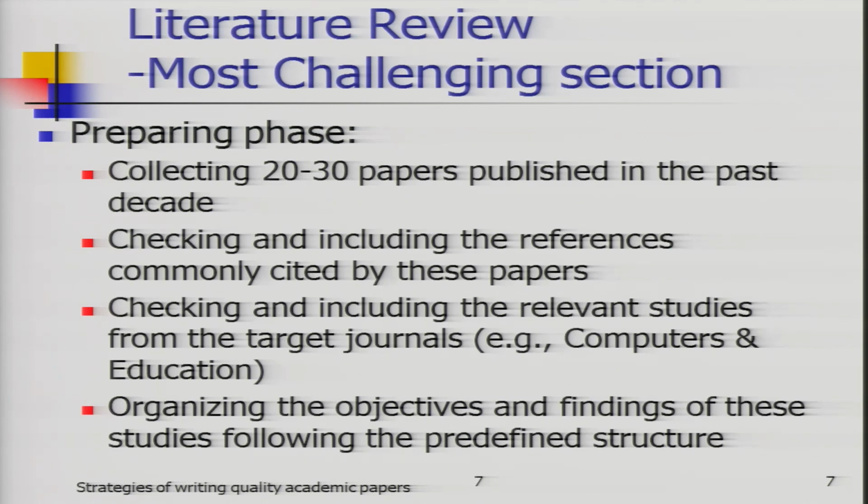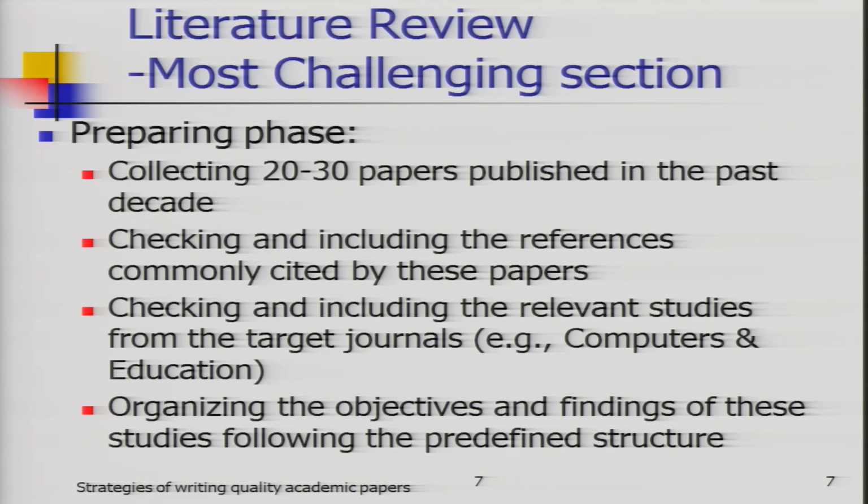Okay, so this is the most challenging section, so I need to spend some time to tell you how we do that. First of all, you need to collect 20 or 30 papers published in the past decade, maybe 10 years. And then you check the reference lists of those 20 or 30 papers. And you can find something interesting. For example, if you are doing some study about game-based learning, and you collect 20 to 30 game-based learning papers, and you check the reference lists of those papers, you will find some common references among those papers. What does that mean?